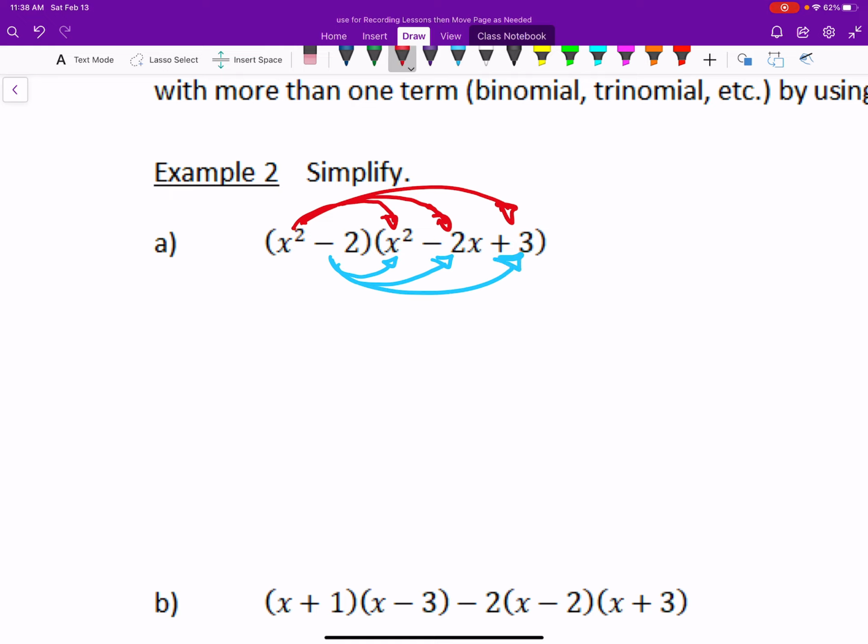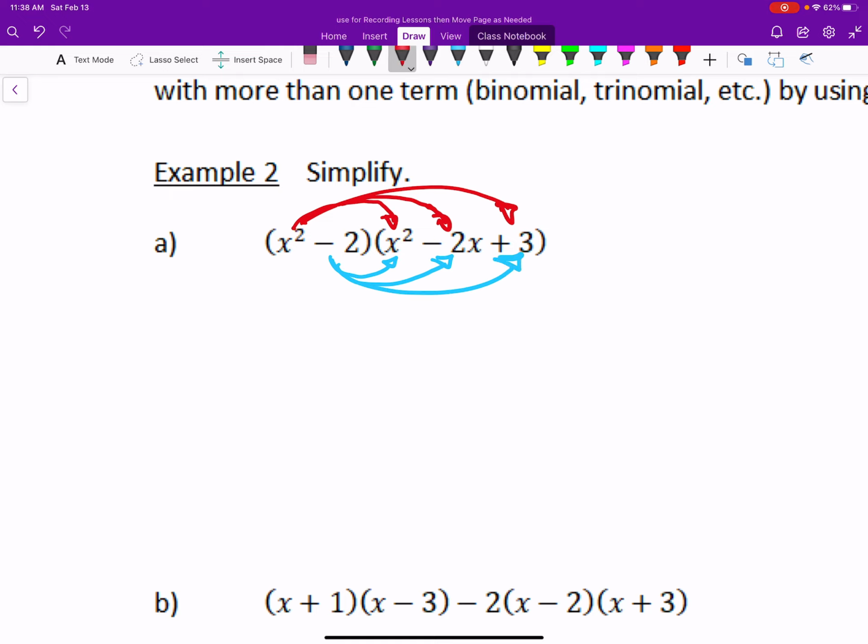I need to collect my like terms. So I've got an x to the 4 term, but that's the only one I have of that. I've got an x cubed term, but I've only got one of those. I've got 2 x squared terms. I've got 1 x term, and I've got one constant term.